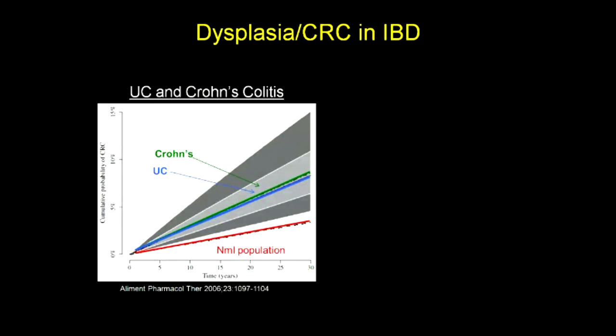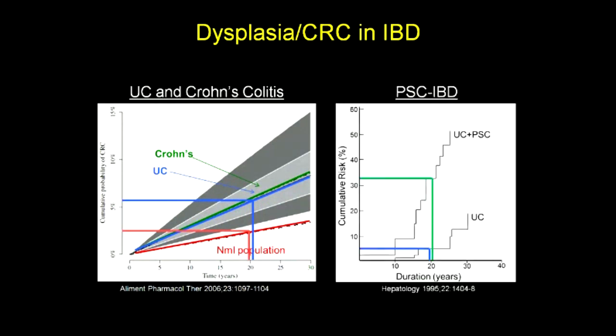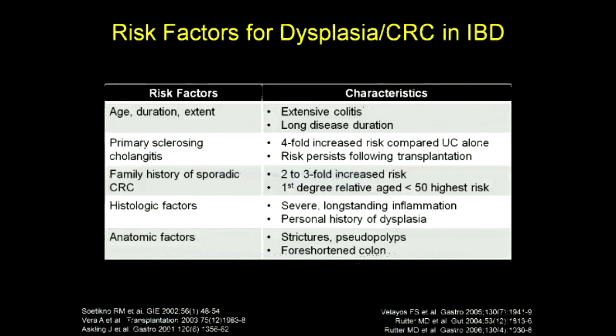So we know that in IBD, there's an increased risk of dysplasia in ulcerative colitis and Crohn's colitis. If you look out to about 20 years, there's about a twofold higher risk of colon cancer in Crohn's or ulcerative colitis than the normal population. And if you look at our PSC IBD population, that risk is even dramatically increased. So here at 20 years, you can see our ulcerative colitis risk is about 5% or so, and up to a 30% risk in our PSC patients. So dramatically higher risk, and we don't really understand that, and we're trying to understand that.